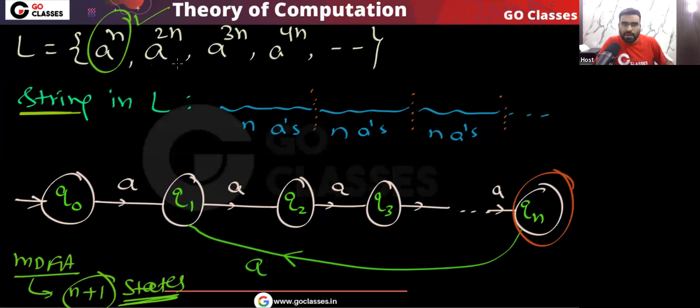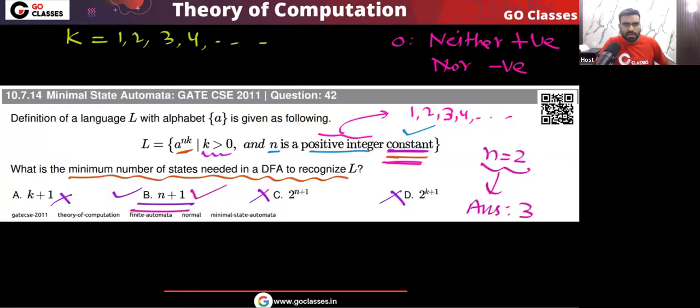You can see a power n, a power 2n means n a, 2n a, 3n a, 4n a, and so on. Okay, so the strings in L look like this: n a, then n more a, then n more a, and so on. So what you can do first, you can accept n a, then you need n more a. So this transition from the final state will go to this state. So very simple. So finally your answer will be n plus 1.